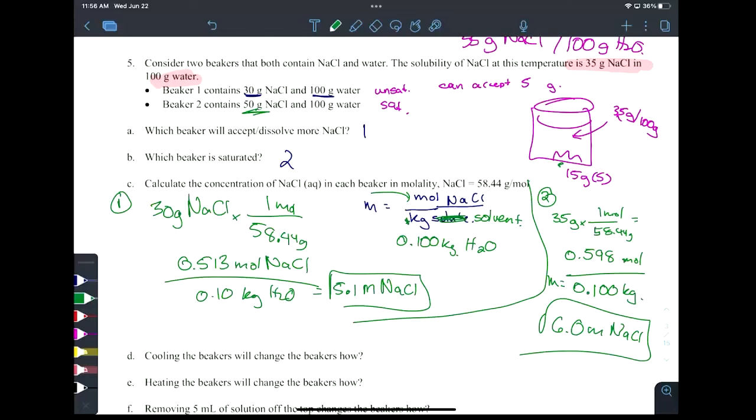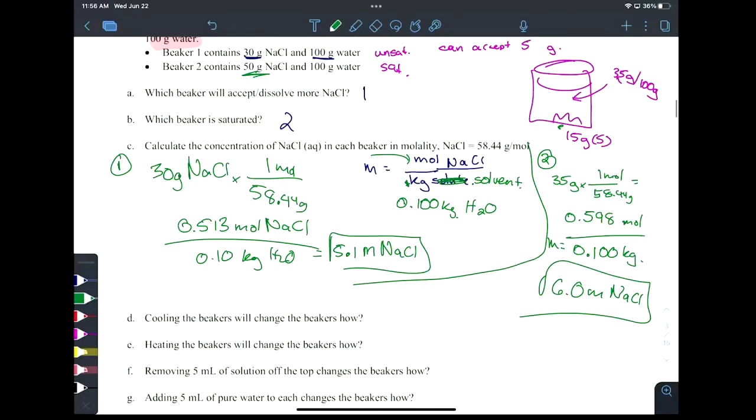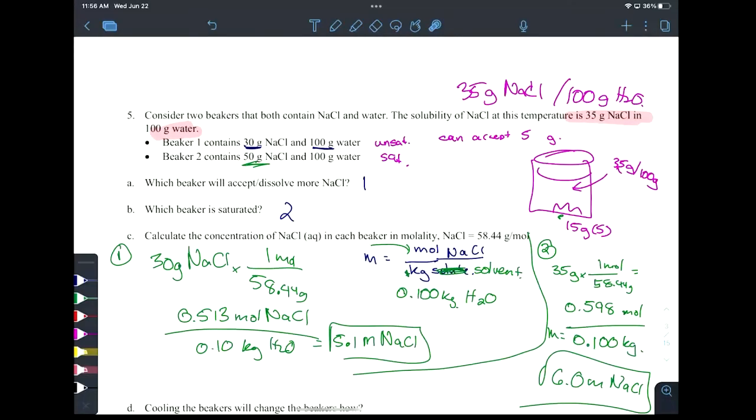Okay. All right, let's think about these changes for the beakers. Oh wait, let me pretend. What if I added 10 more grams of salt to beaker 2? Would the molality of the solution change? Okay. How about, let's look back at the solubility here. What if I added 100 grams of salt to 200 grams of water? What would the concentration of the solution be in molality? You should be able to do this in your head.